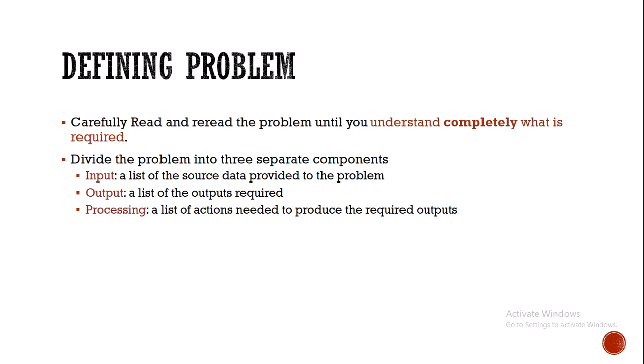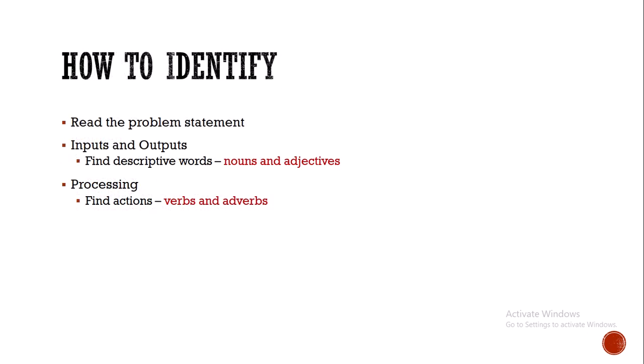I will discuss in detail how to divide our problem statement into these three parts with some practical examples. Now the question arises, how will we identify input, processing and output from a problem statement? For this we read the problem statement at first, and reread it if needed, until we understand what is being stated. Inputs and outputs are usually descriptive words like adjectives and nouns. For processing, we have to find the actions from the statement. It would mostly be in the form of the verbs and adverbs mentioned in the statement. When you identify these things you become able to write an IPO from the problem statement given to you.